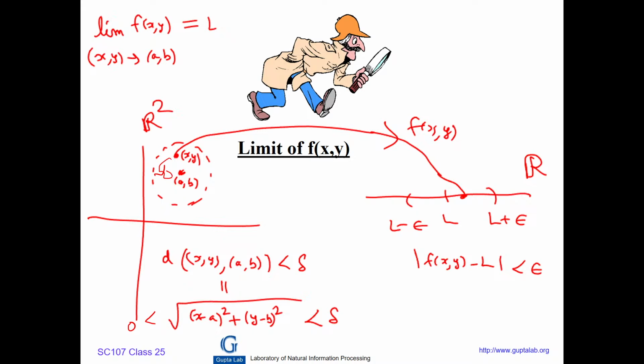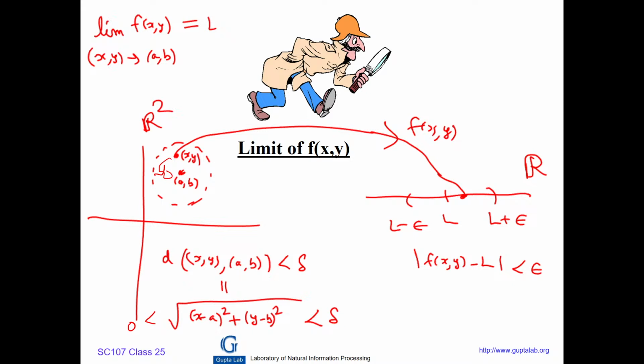Now why is this a single mod? Because here the distance on the real line is mod of x minus y, right? Distance between 2 points x comma y is mod of x minus y. So this signifies the distance between image of the generic point and the fixed point L. That means the image lies in the neighborhood of capital L, right? As long as this happens, the limit exists. Now, doing this definition is fairly straightforward, you can write it now.